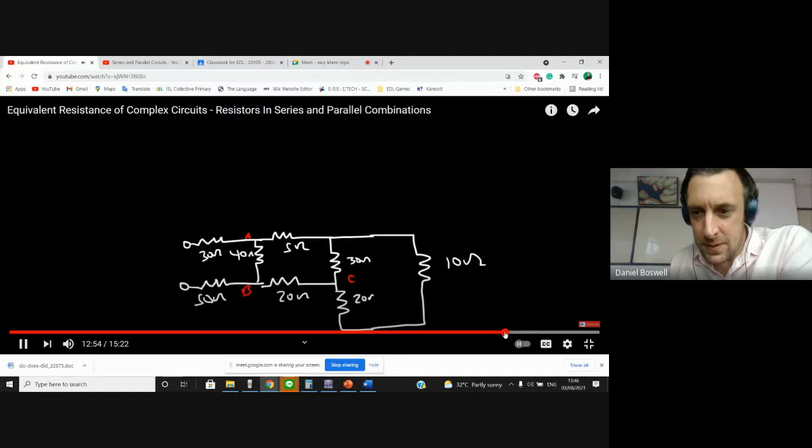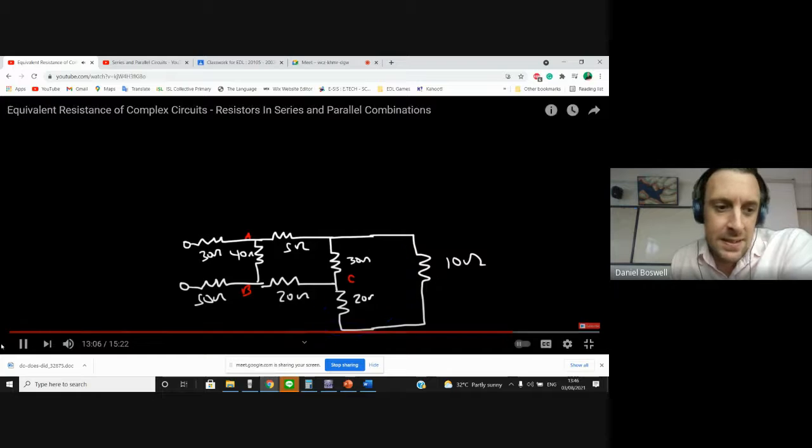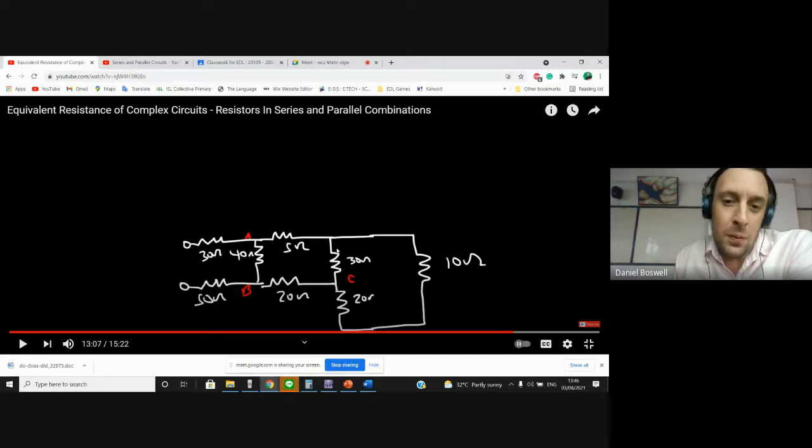Let's try and keep up with this. Like I say, the current can only flow one way, so these two are in series. So what we would do is add these two together. 20 plus 10 is 30. This will leave us in parallel with this.